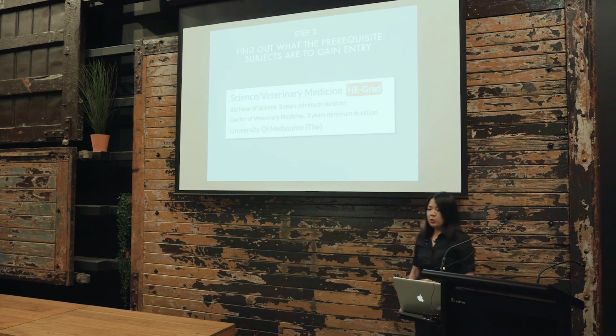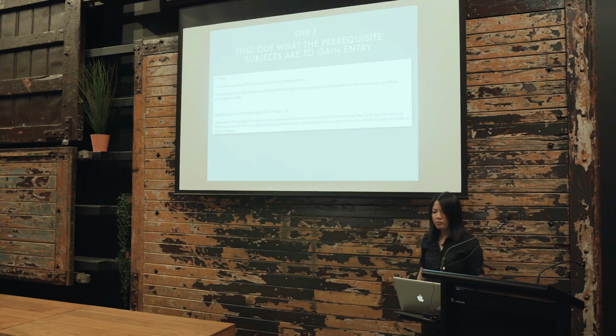And then what you need to do is find out what the prerequisite subjects are to gain entry into this particular course. So you can see here that firstly you need to do a Bachelor of Science, which is 3 years minimum duration, and then the Doctor of Veterinary Medicine, which is 3 years after you finish the Bachelor of Science at the University of Melbourne.